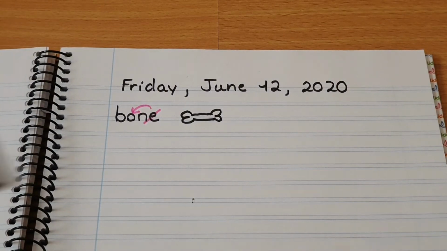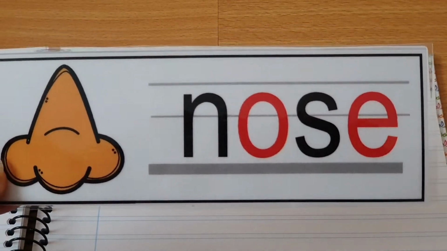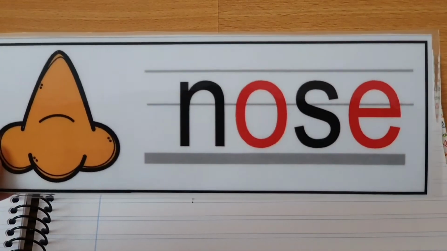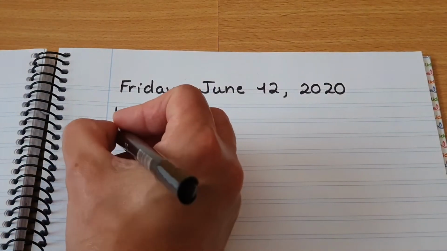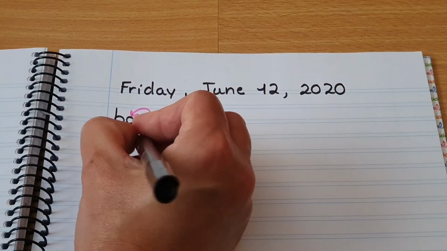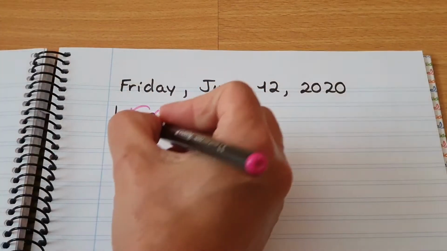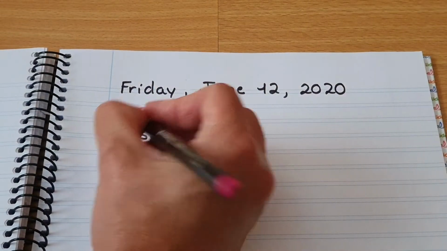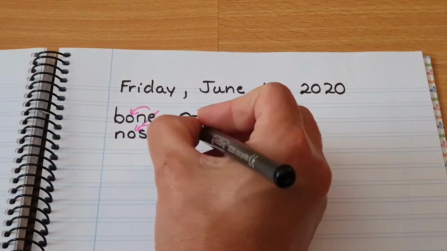Now, the next one is very easy as well. You know this one. What is this? This is your nose. Point to your nose. Touch your nose. Very good. Nose. So, we'll do the same thing. Not "nose." No. Nose. The magic E is quiet and makes the A say O. Nose. And you can draw a picture of a nose.